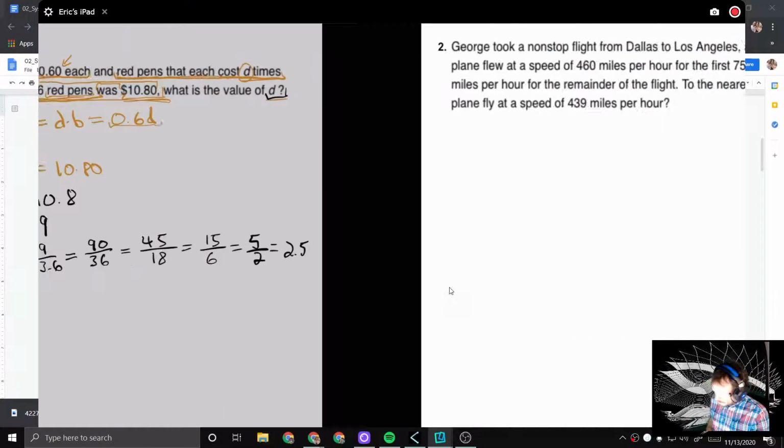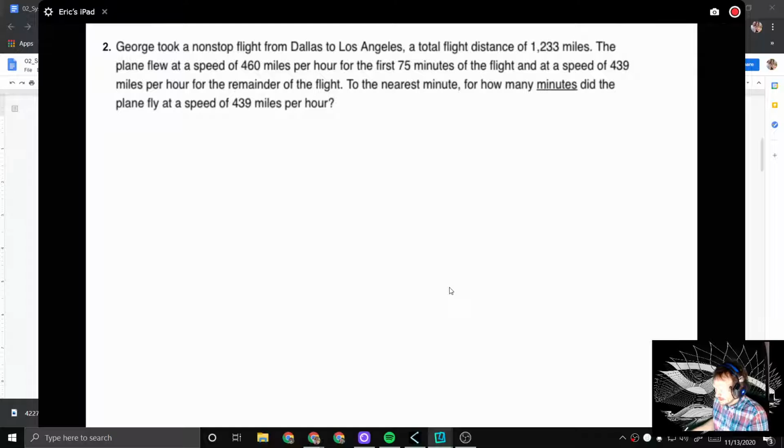Okay, second problem. George took a non-stop flight from Dallas to LA. Total flight distance of 1,233 miles. Plane flew at a speed of 460 miles per hour for the first 75 minutes of the flight, speed of 439 miles per hour for the remainder of the flight. To the nearest minute, how many minutes did the plane fly at a speed of 439 miles per hour? Okay, so I read that whole problem really quickly, and what I was trying to get was just a feel for the problem.